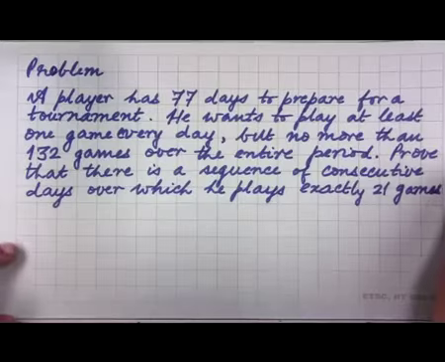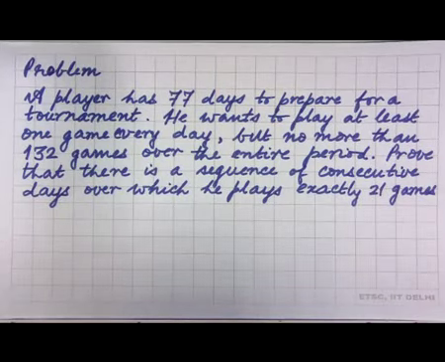Let me look at it one more time. Well, one number that strikes me right at the beginning is 77. That's somehow significant to the whole problem. Then it says he wants to play at least one game. I will let it pass. It simply means that these numbers are distinct.